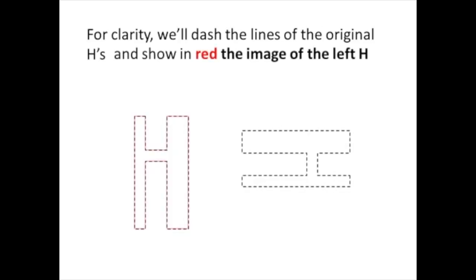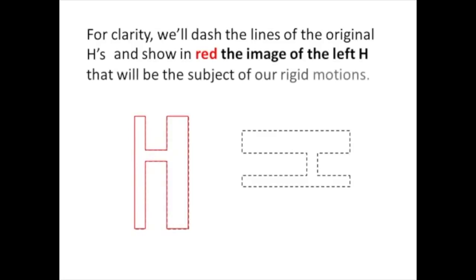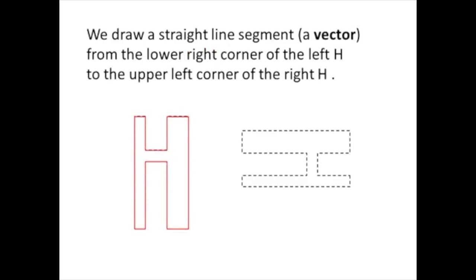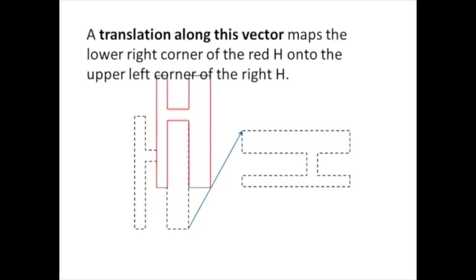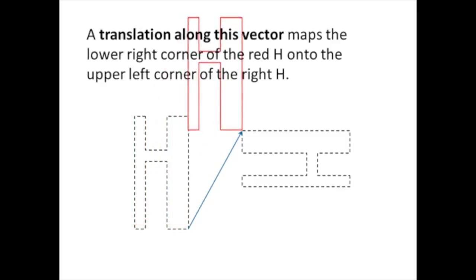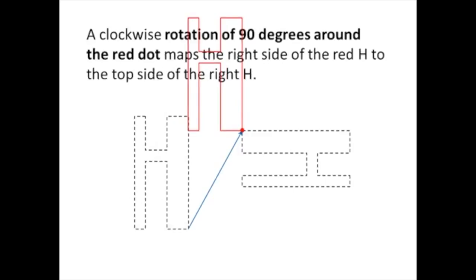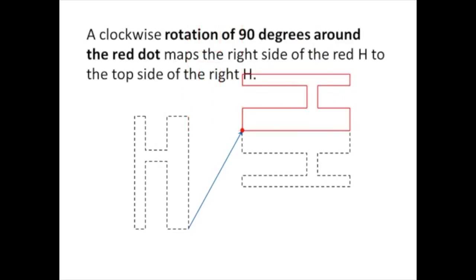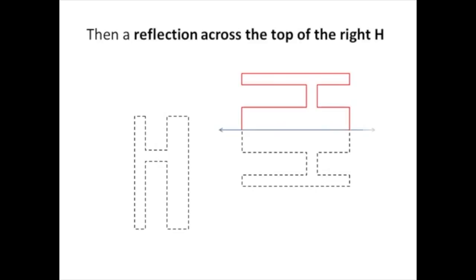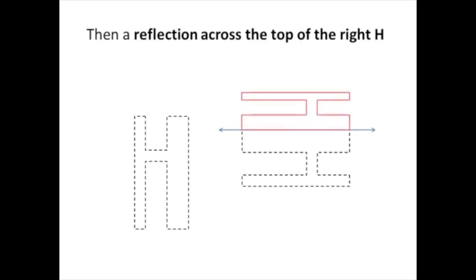So this is a great little animation because first it's going to show us which one we're moving. So the H that is in red is the one that we're going to move. And here's some strategies on how to do that. So we're drawing a straight line, which is going to be our vector, from the lower right hand corner of the left H to the upper left hand corner of the other H. Because basically what we're doing here is lining up our corners. That way we can rotate 90 degrees and then complete our transformation with a reflection across the top of H.